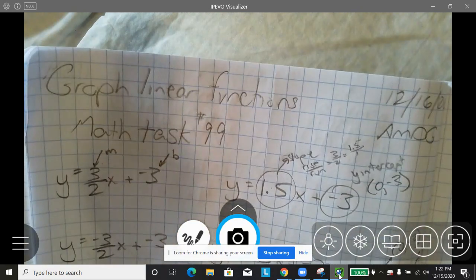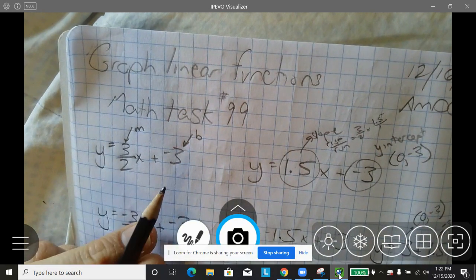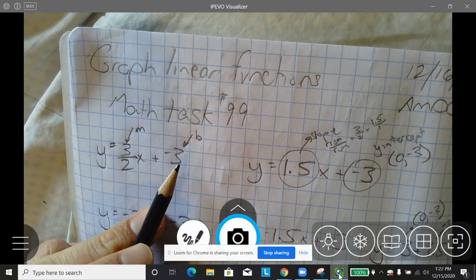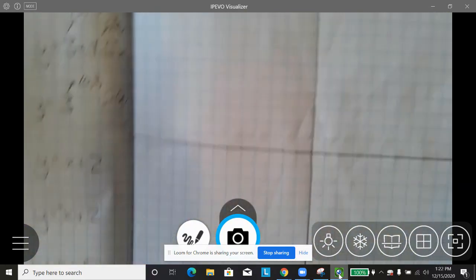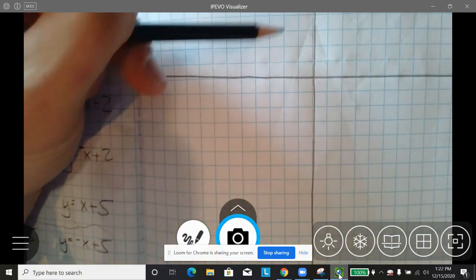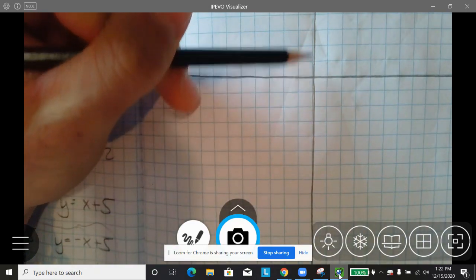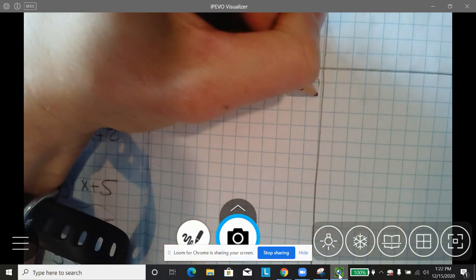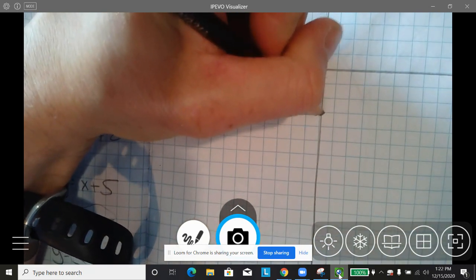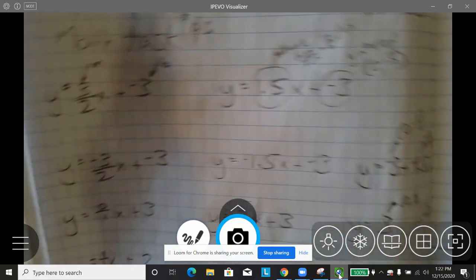Now, let's start with our first line, 3 over 2x plus negative 3. I'm going to start with the y-intercept. The y-intercept is 0, negative 3. So I'm going to find the y-axis, and then go to negative 3. So this would be negative 1, negative 2, negative 3. That's right on the y-axis. There's where I'm going to start.